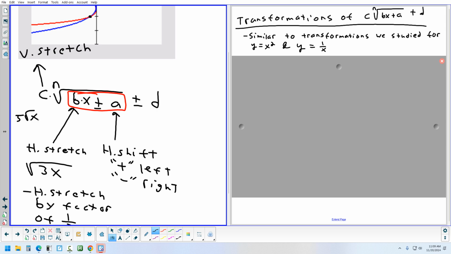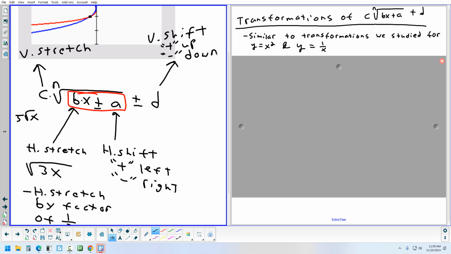And how about D? It's addition, but it's on the outside. Vertical shift. That's a vertical shift. And that also is not backwards. So positive, if it's not backwards, would be which way? Up. And negative, down. Now, I said there's 6 transformations.